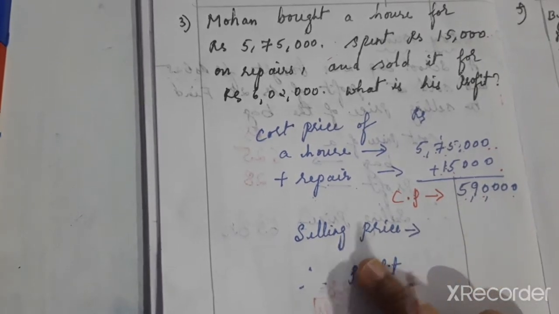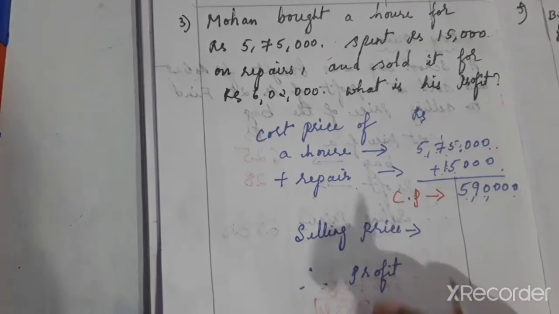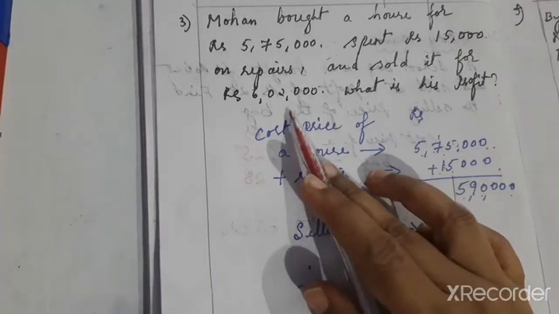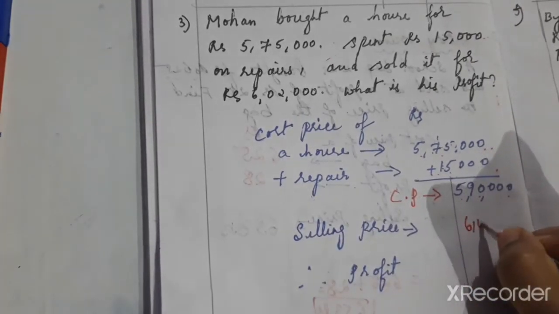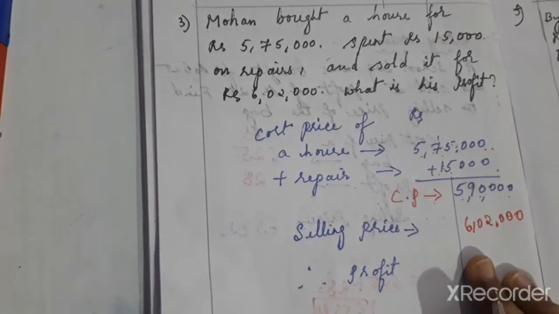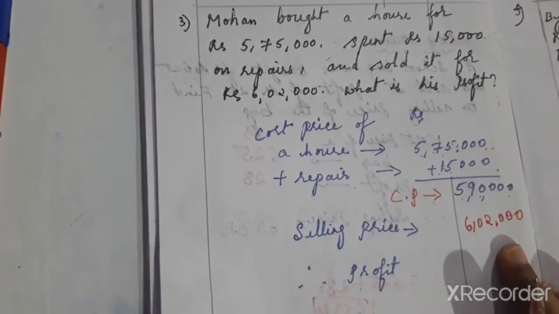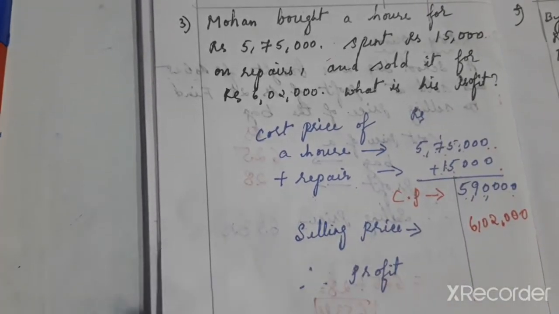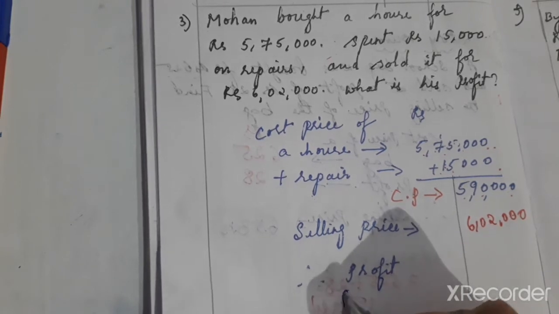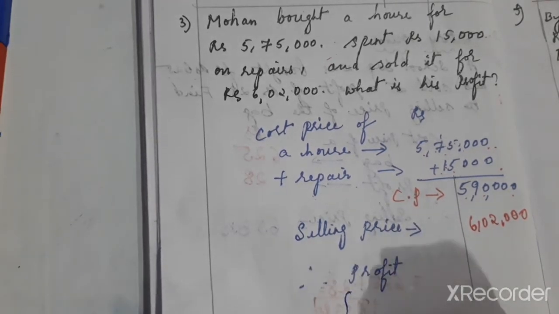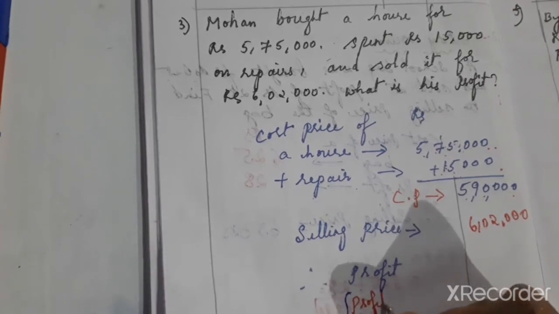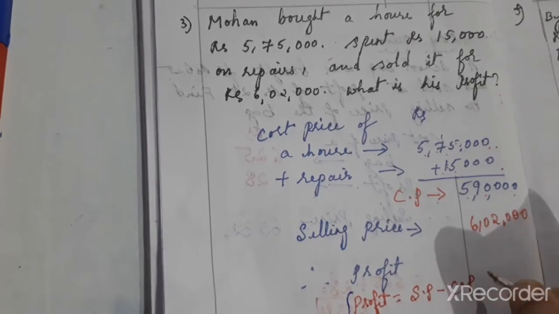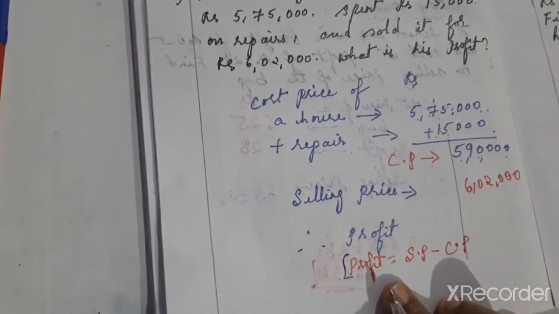Now selling price. Selling price is given in the question, that is 6,02,000. What is the profit? What is the formula to find the profit? Profit equals selling price minus cost price, when selling price and cost price are given.